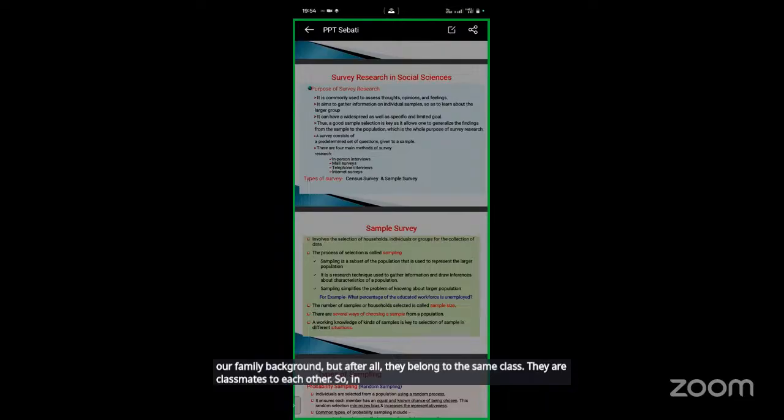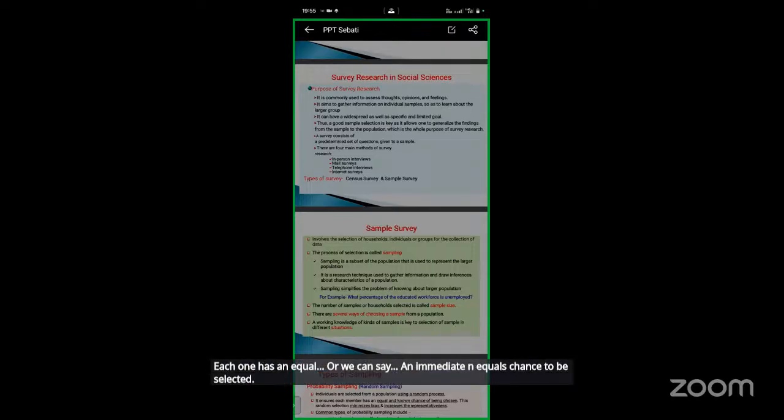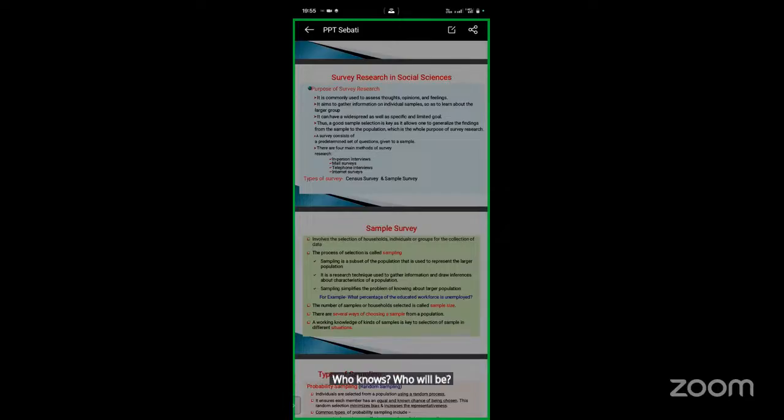So in this case, the researcher selects simple random sampling. That means there are 80 students in this class, and each student, the first student or the last student, the third, the fourth, the fifth or sixth, each one has an equal chance, or we can say an immediate and equal chance, to be selected. Who knows who will be interviewed next, who will be the next interviewee? The researcher selects the respondents, any one of them.